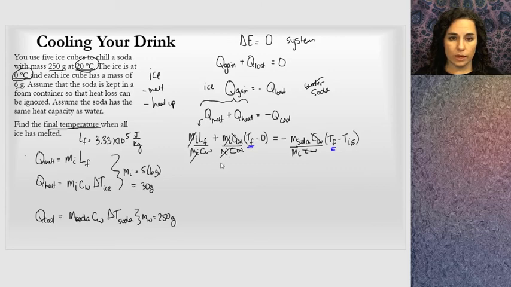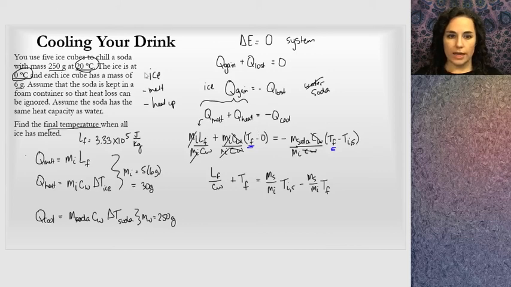So let's see, what do I get? I get LF over CW plus T final. That simplified easy. Equals. And I'm going to distribute this and take the negative sign into account. M soda over M ice, T initial soda, minus M soda over M ice, T final.